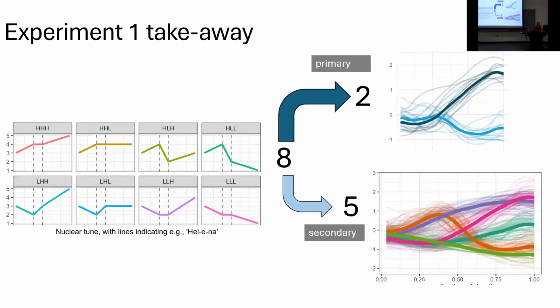So here's the takeaway from experiment 1. From the 8 distinct tunes that we had as stimuli, all participants reliably reproduced a 2-way distinction between a high-rising tune and a non-rising tune. Within each of these primary tune types, additional distinctions are observed for some participants, and when we aggregate the data over all the participants, we have at most 5 distinct tunes.